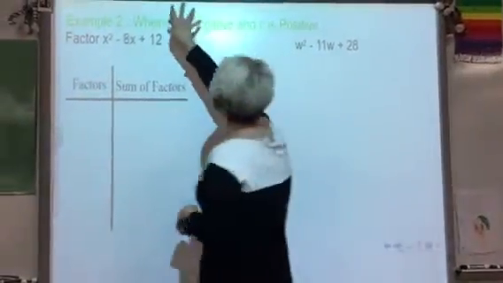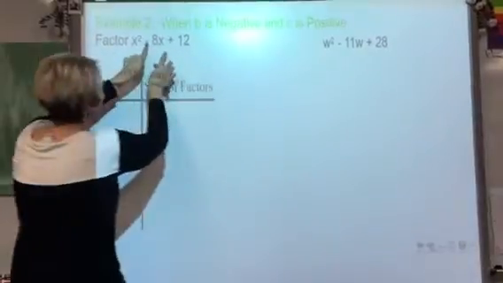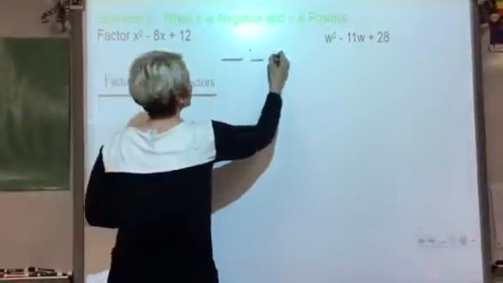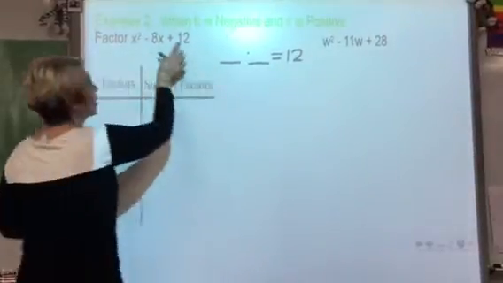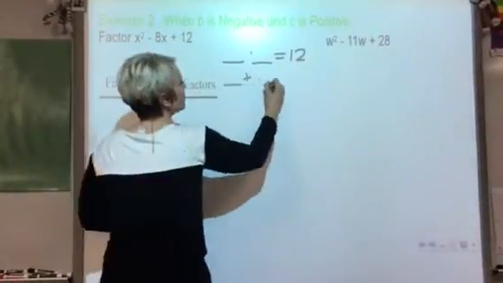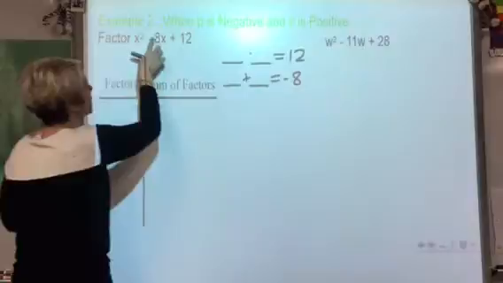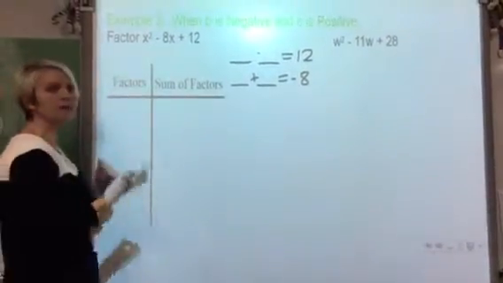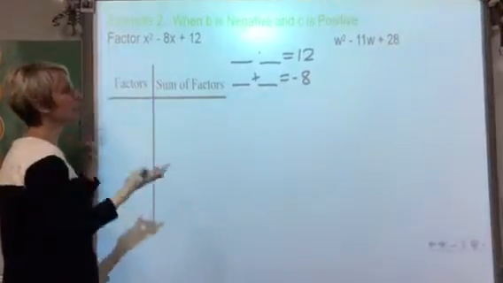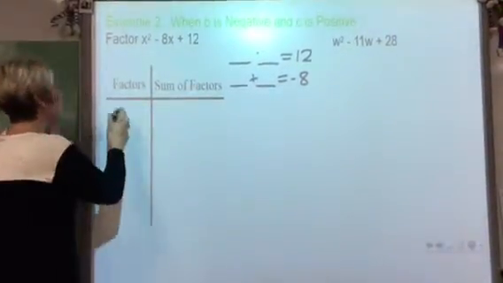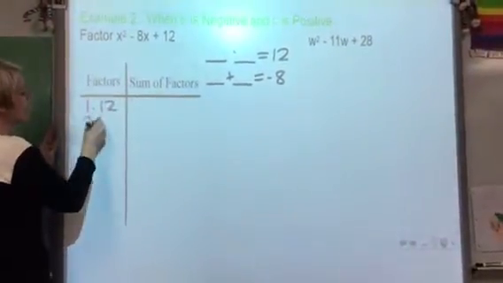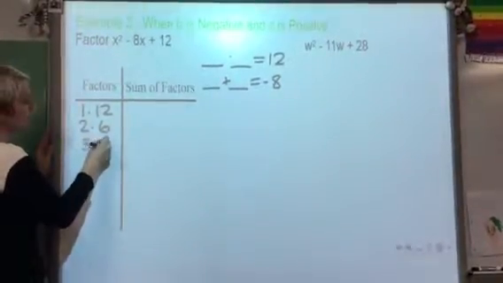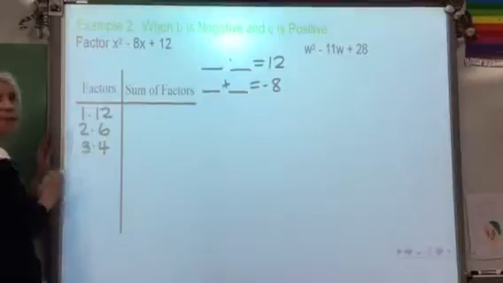Now what happens when you have your b as a negative and your c as a positive? So this is a minus and this is a plus. I still start the same way. I'm looking for a product of 12 that would give me a sum of negative 8, because that's the b term. So now you're having to think about relationships with positive and negative integers. So factors, 1 and 12, 2 and 6, 3 and 4. These are all the factors of 12.